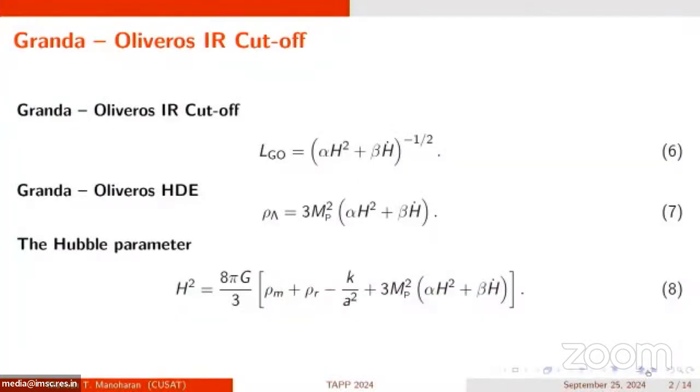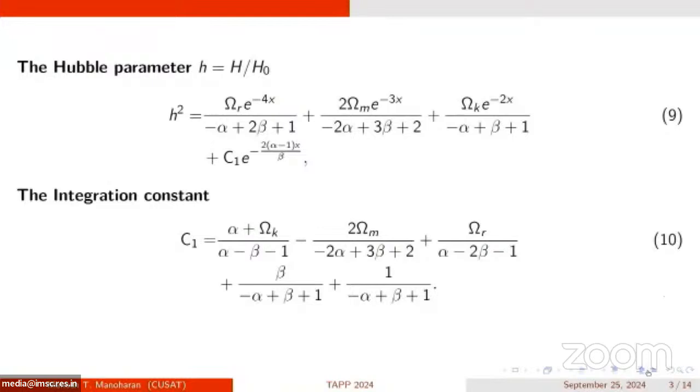But then again, due to the consideration of causality and several other factors, Granda and Oliveros came up with this IR cutoff, which I'm going to call LGO, which has the Hubble parameter and its derivative in the picture. Alpha and beta are taken as constants, although they can have a dependency on the redshift, but that will be a much more general case. Then we define the Granda-Oliveros holographic dark energy, and we substitute back into the Hubble parameter. Then we have a differential equation of this form, which we can solve analytically, and we can get a definition for the Hubble flow.